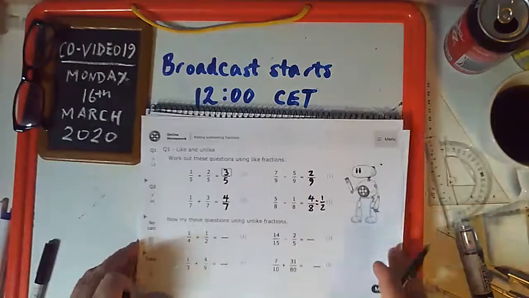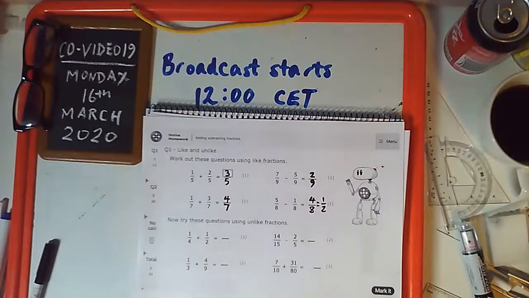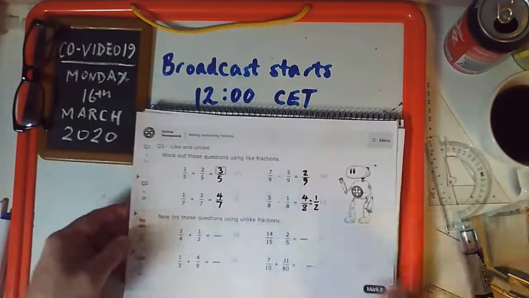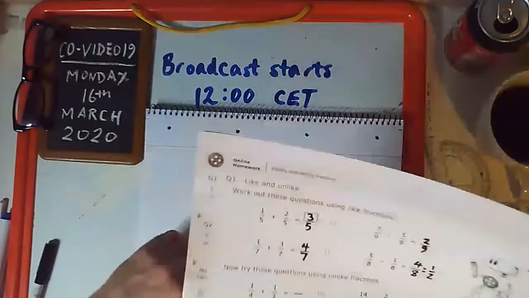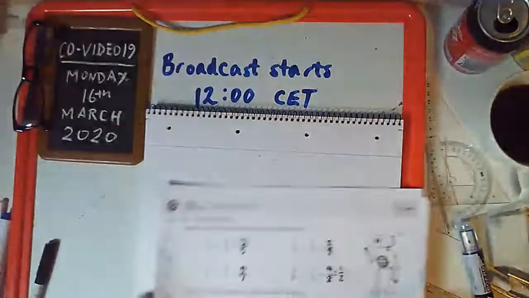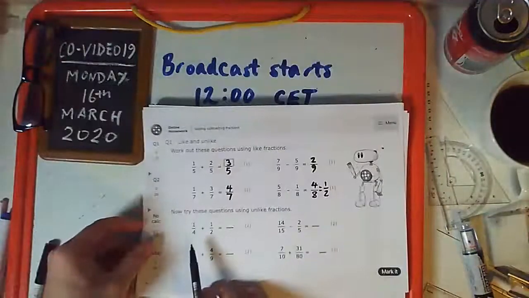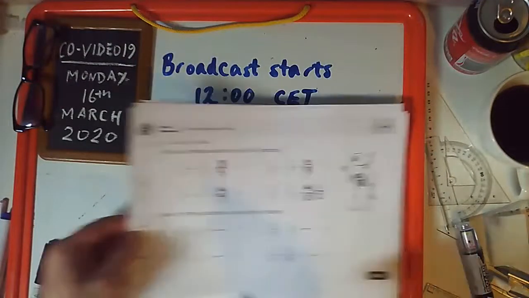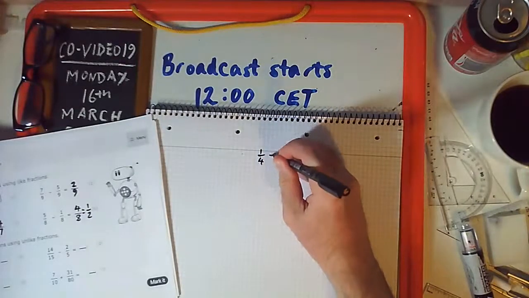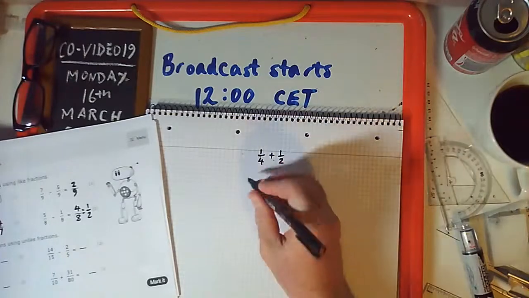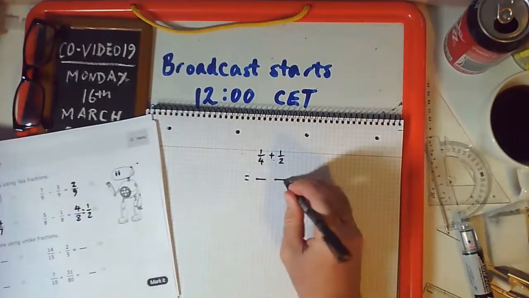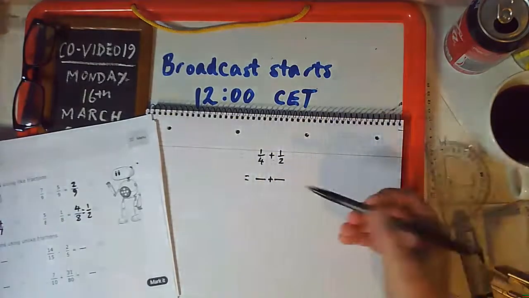Okay, then the second bunch of questions on that. Now try these questions using unlike fractions. So in these, the denominators are different, and you've got to make them the same. So let's just rip off that page. So the first one here, I've got 1/4 plus 1/2. I need to think of a number that 4 and 2 both go into, and then write the fractions out of that.